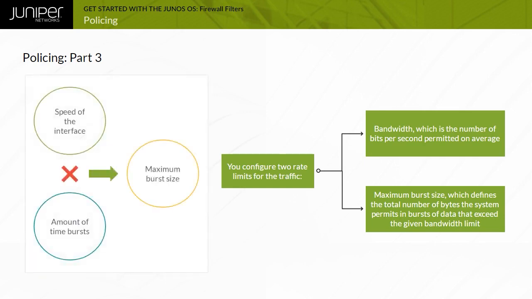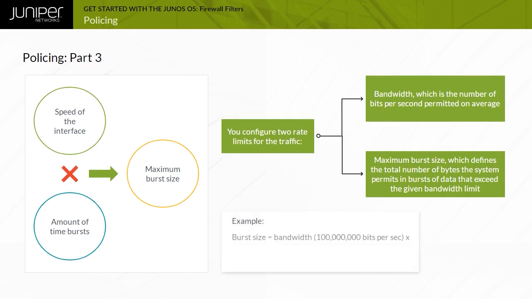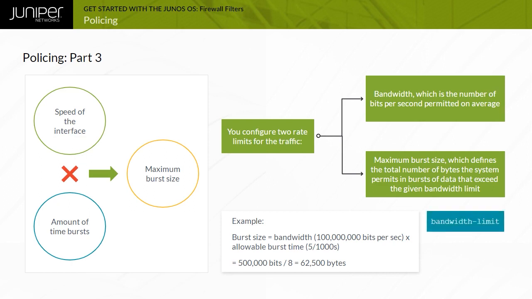The preferred method for determining the maximum burst size is to multiply the speed of the interface by the amount of time bursts that you want to allow at that bandwidth level. For example, to permit bursts on a fast Ethernet link for 5 milliseconds, a reasonable value, use the calculation displayed. This calculation yields a burst size of 500,000 bits. You can divide this number by 8 to convert it to bytes, which gives you a burst size of 62,500 bytes. You can specify the bandwidth as a number of bits using the bandwidth limit statement. You can specify the maximum burst size as a number of bytes using the burst size limit statement.